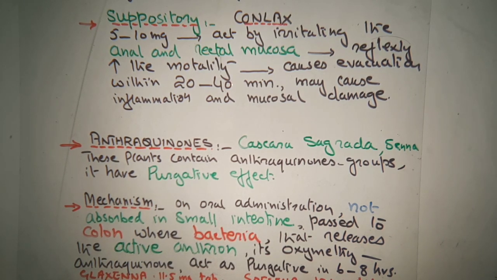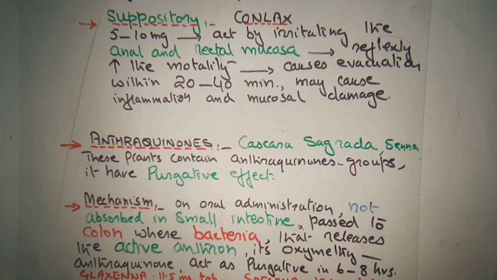Within 40 minutes, the colon or the bowel is evacuated. It may cause inflammation and mucosal damage. So if a high dose is given to the patient, it may cause inflammation, that is swelling of the intestinal cells, and may cause pain and changes in the mucosal membrane, right?